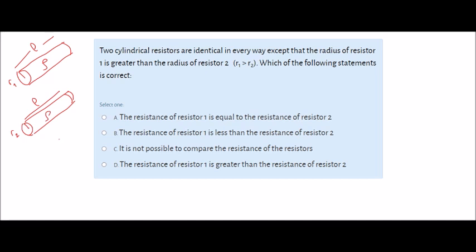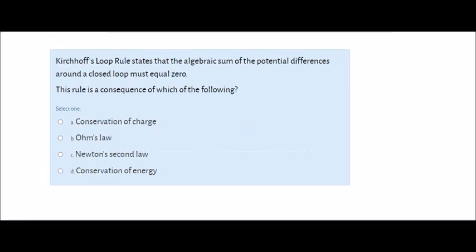So basically, if I take R1, it is equal to what? Rho L over the area. What is the area? Pi R1 squared. And R2 is equal to rho L over pi R2 squared. So if R1 greater than R2, what do we conclude? Resistance capital R1 is smaller than resistance capital R2. So that's the right answer. As simple as that.